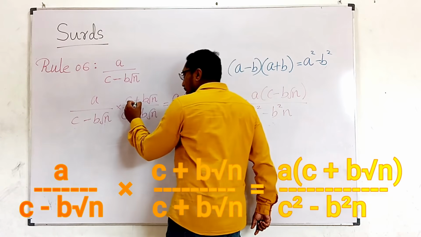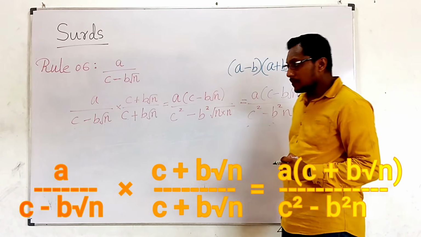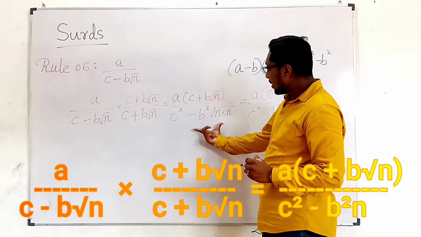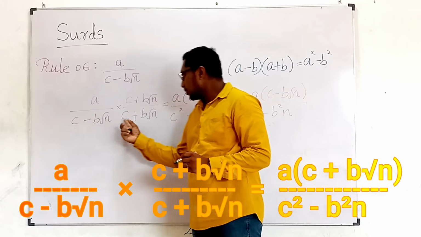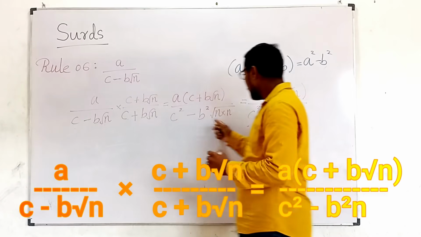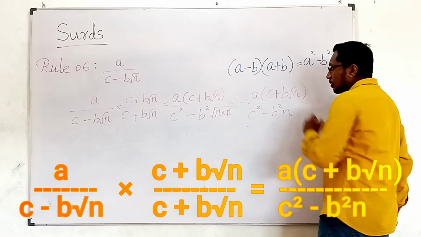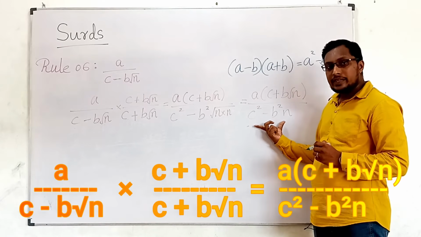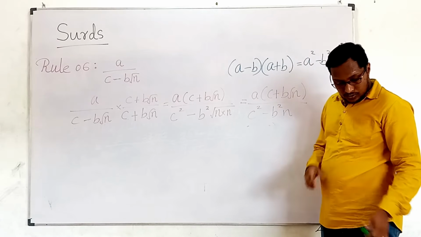So now we must multiply by c plus b root 10. So then it is here again plus, but here doesn't change. C into c, c squared minus b times 10. So the final answer also will be a bracket c plus b root 10, and the denominator doesn't change.